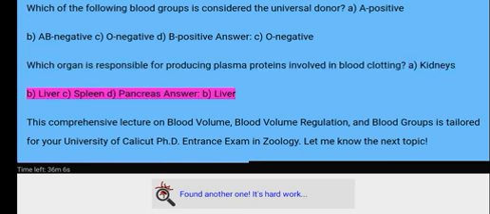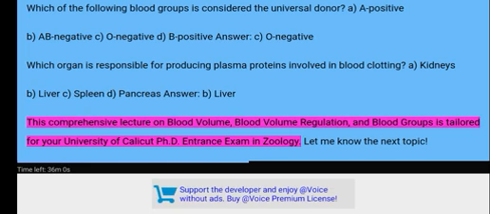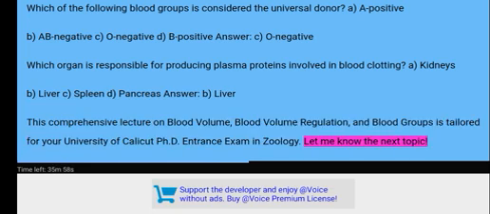Which organ is responsible for producing plasma proteins involved in blood clotting? A. Kidneys. B. Liver. C. Spleen. D. Pancreas. Answer. B. Liver. This comprehensive lecture on blood volume regulation and blood groups is tailored for your University of Calicut PhD entrance exam in zoology. Let me know the next topic.